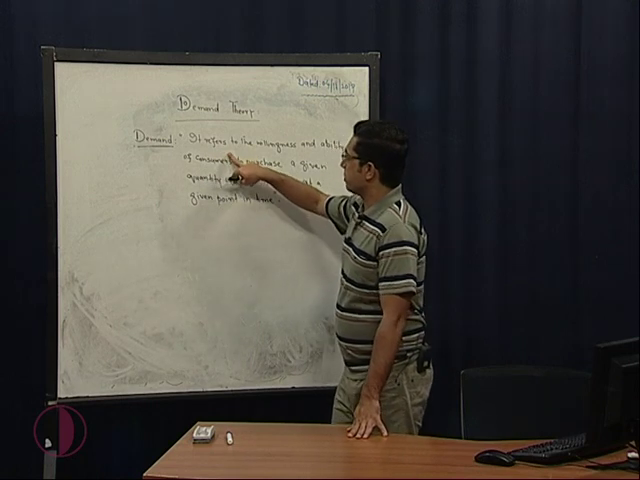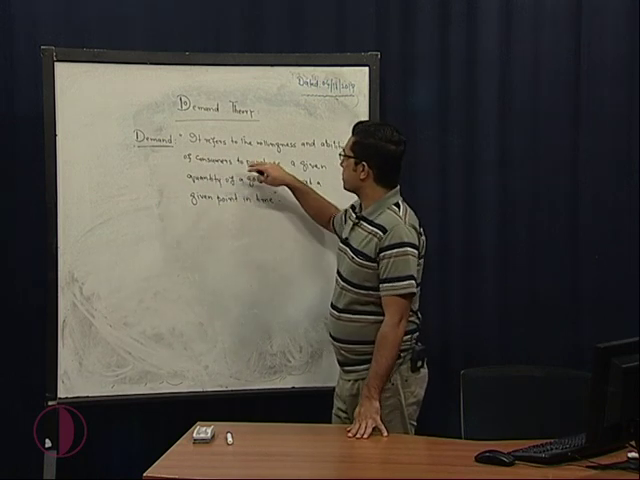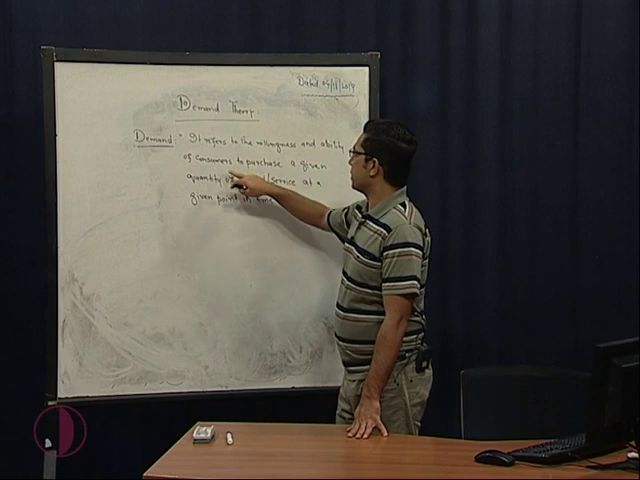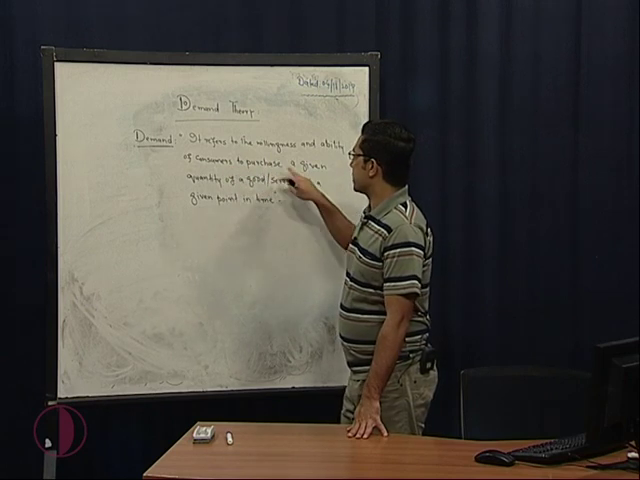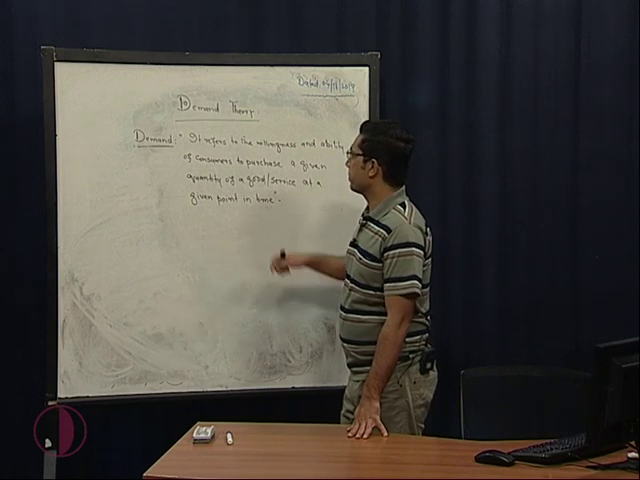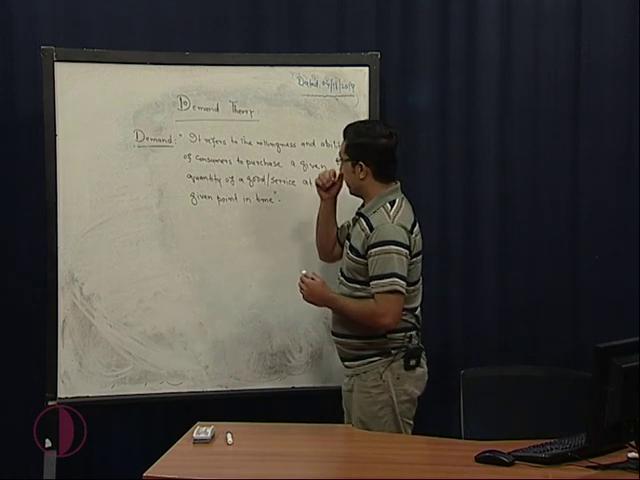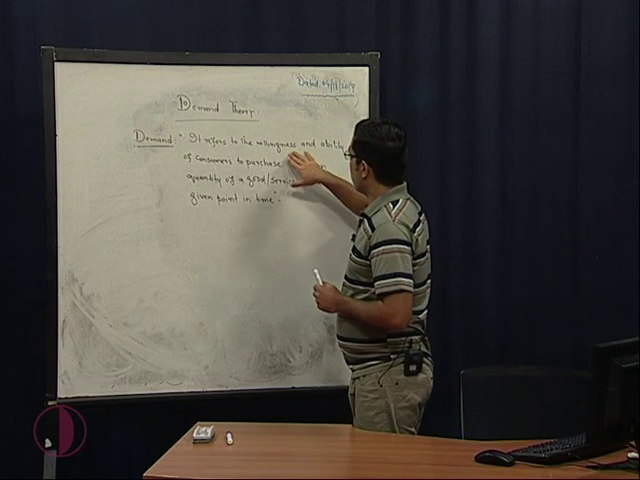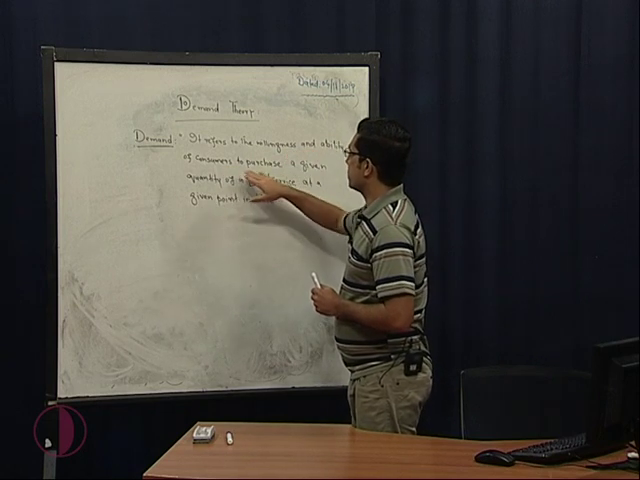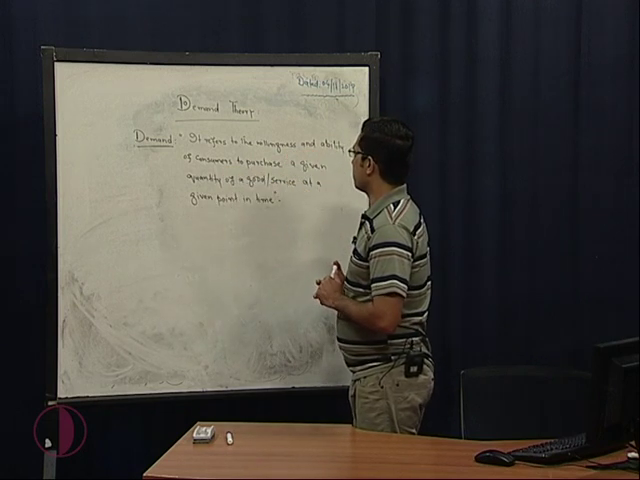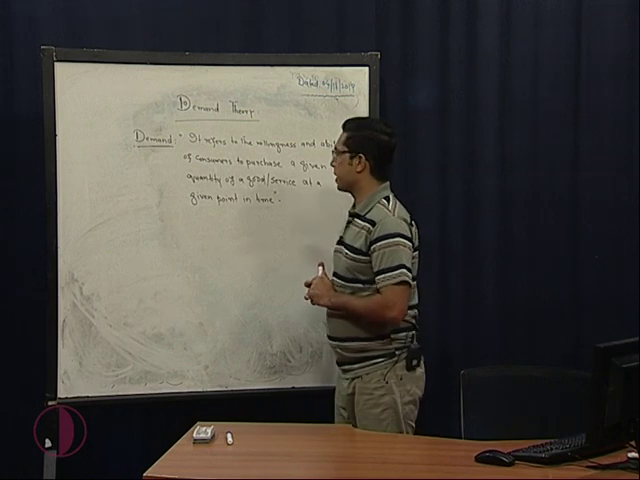This is the definition of demand. It refers to the willingness and ability of consumers to purchase a given quantity of a good or service at a given point in time. So demand means the willingness and ability of consumers to purchase a given quantity of a good or service at a given point in time.